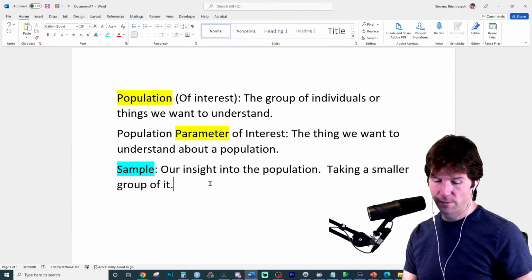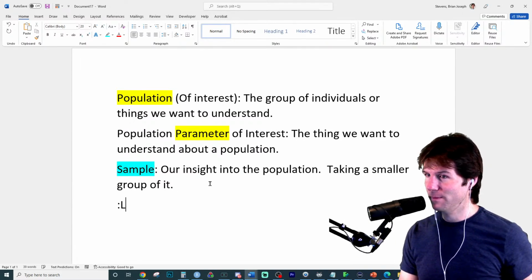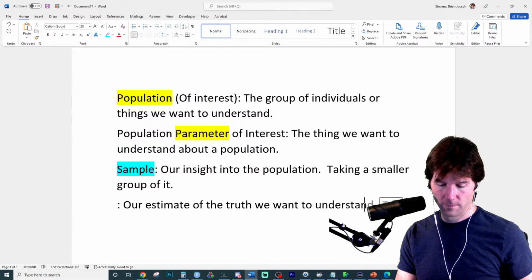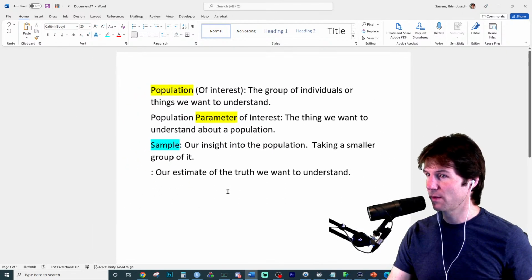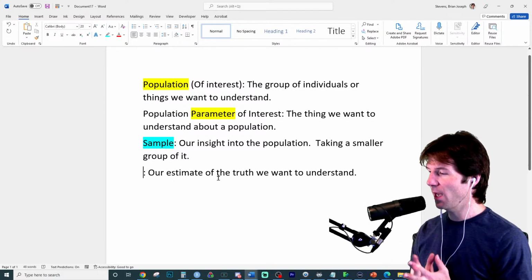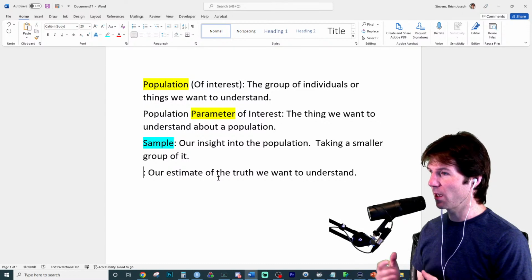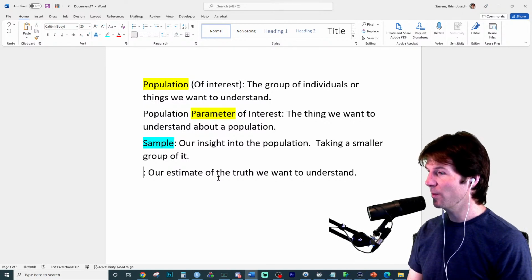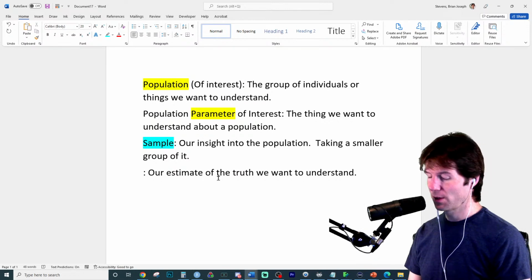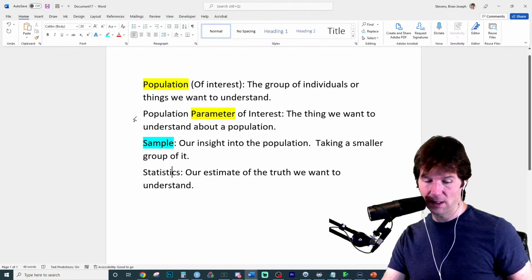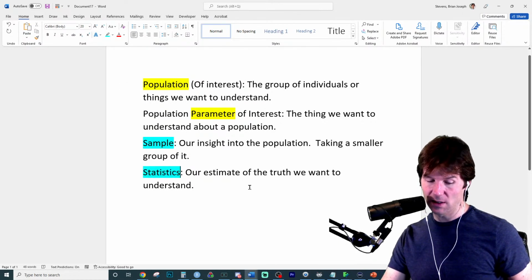Samples give us what? A sample gives you a what? If we take a sample from the population, we will gain a what? SSPP. Samples give us statistics. And that's why we do statistics.